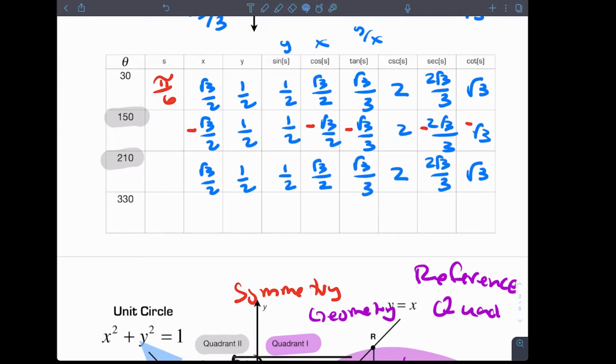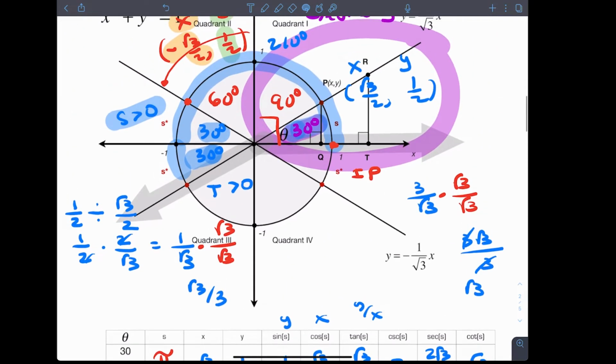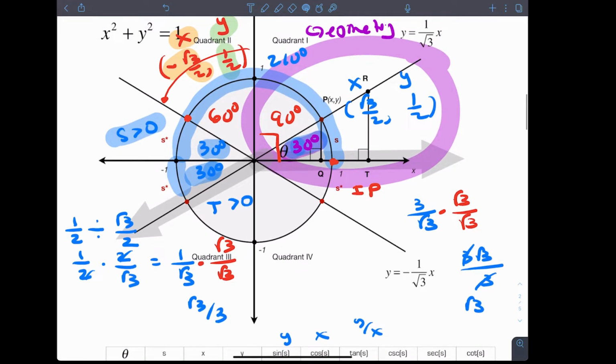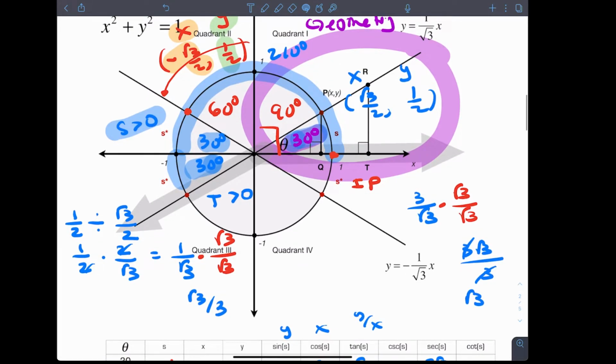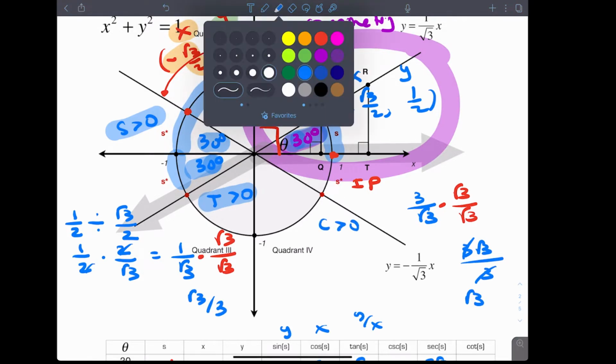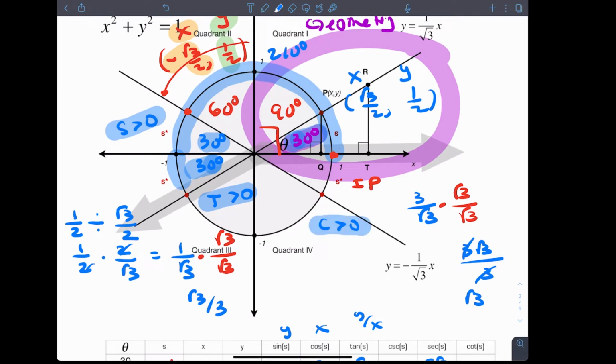This is quadrant 3, T. Tangent's positive, is that right? Yes. In quadrant 2, sine is positive. And then quadrant 3 is what? Tangent's positive. You know what quadrant 4 is? Cosine's positive. Because what's the acronym?